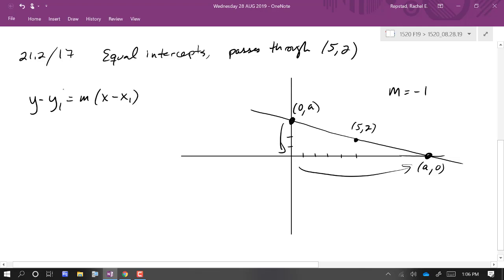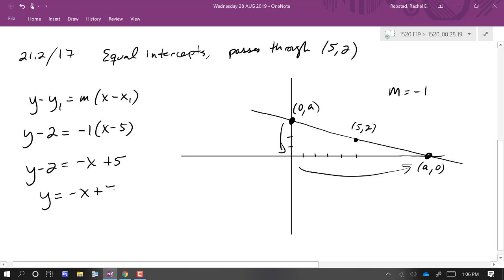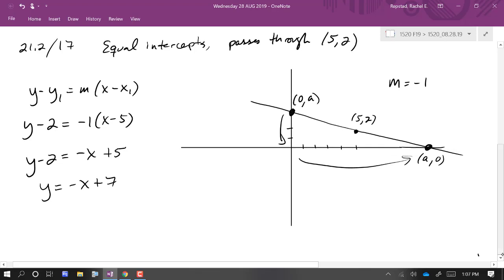Right. So x1, y1 is (5, 2), so we get y minus 2 is equal to -1 times x minus 5, and we could put it in slope intercept form. Negative x plus 5, and then we'll add 2, negative x plus 7. If we did slope intercept, it might just be 1 or 2 more steps. It's not like it's a huge difference.